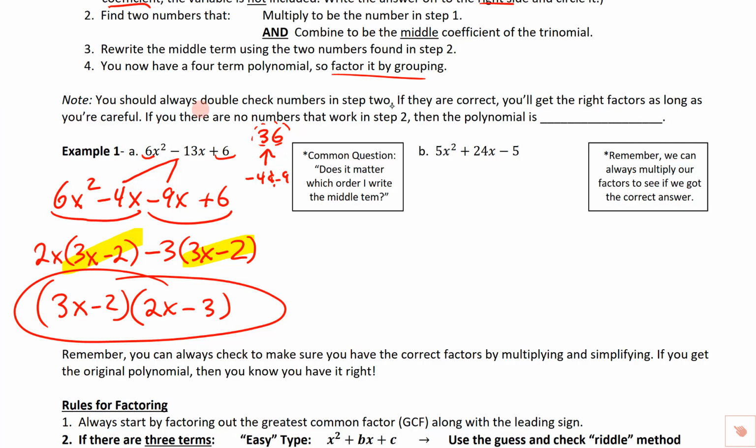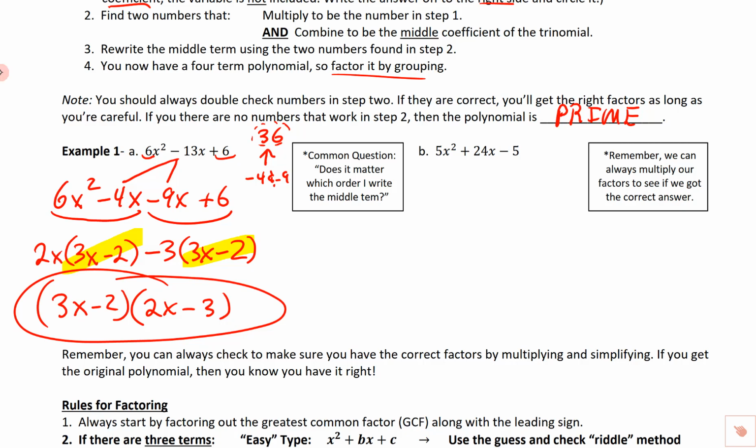All right, so I want to make sure. Remember, we can always double check in step number 2. If they're correct, you're going to get the right factors as long as you're careful. Now, if there are no numbers that work in step number 2, then the polynomial is prime. So I'm going to write the word prime right here. Okay? Now, what that means is it can't be factored. Now, the fact that we ended up with an answer to this riddle means that we could do this and we knew that we were going to get this right.